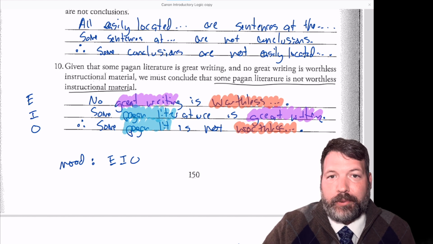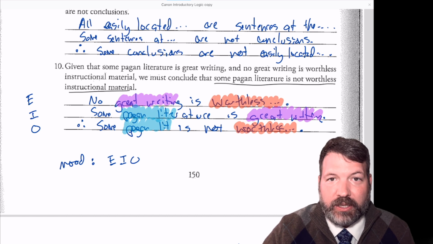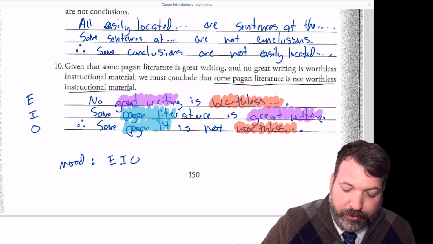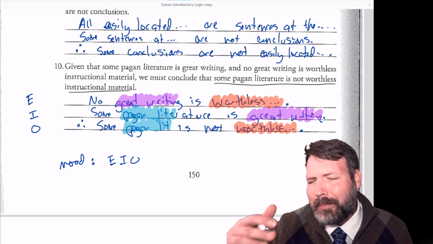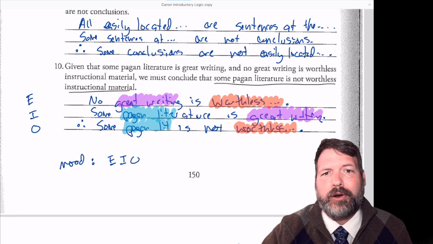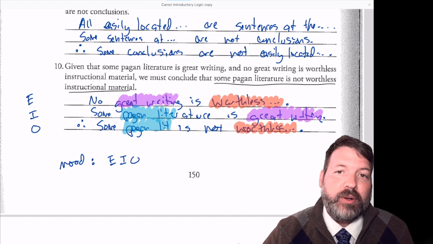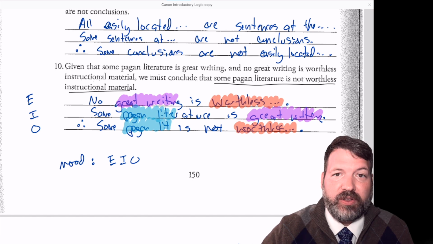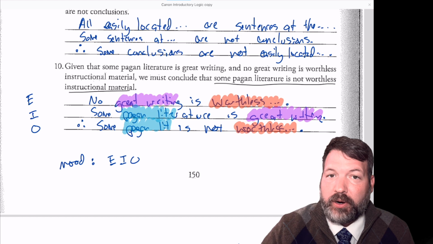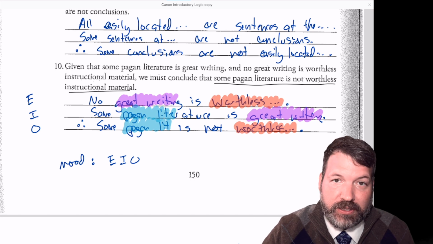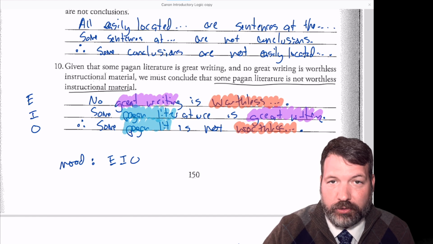What we want to be able to do is categorize all of a certain kind of syllogism together. Again, what the terms are, whether I'm talking about great writing, worthless instructional material, pagan literature, Model T cars, fast cars, black cars, dogs, cats, mammals, I don't care. I want to be able to analyze all of a given syllogism together regardless of what the terms are. So part of that is mood, identifying what kinds of statements make up your major premise, minor premise, then conclusion.